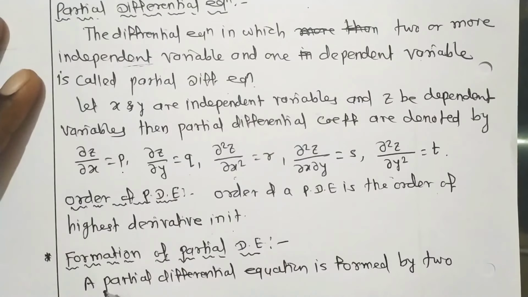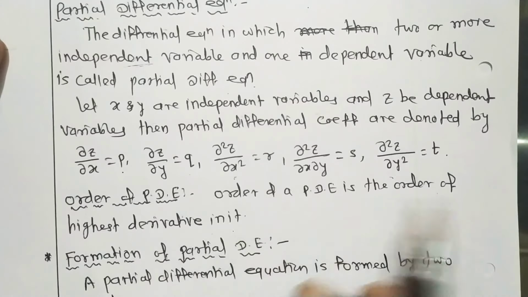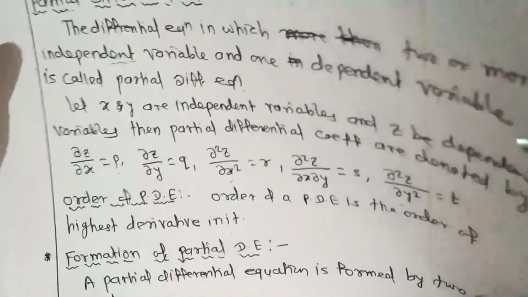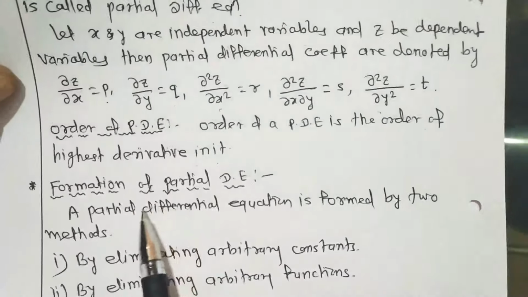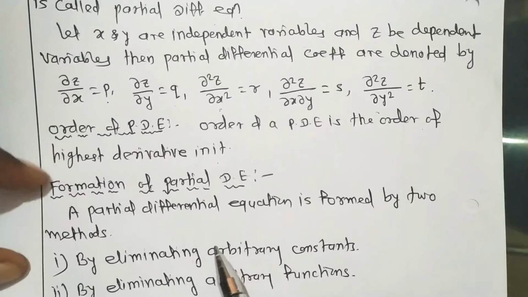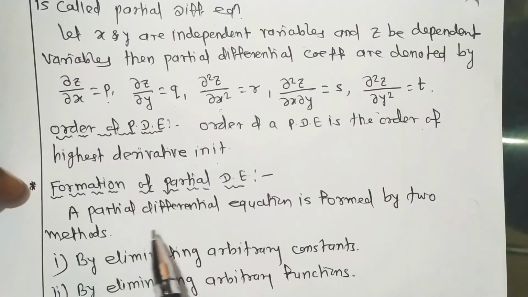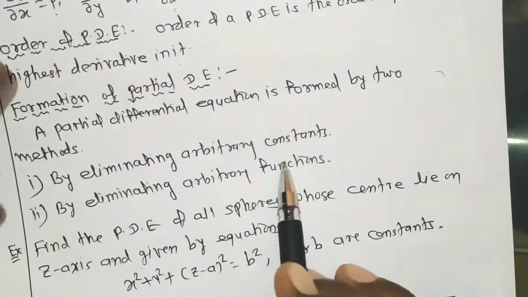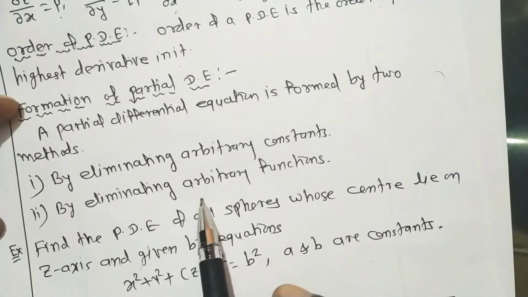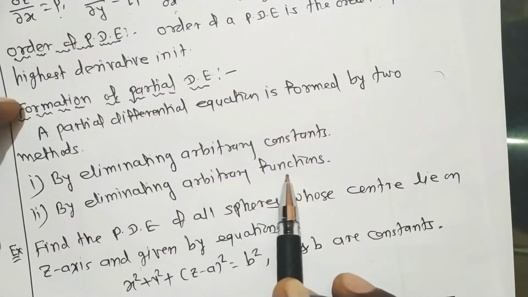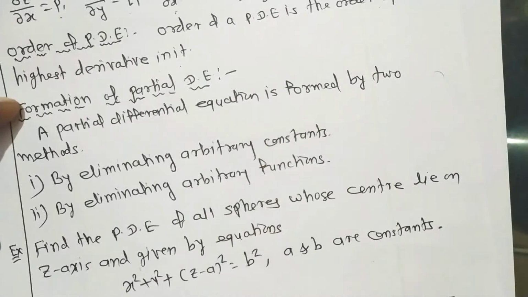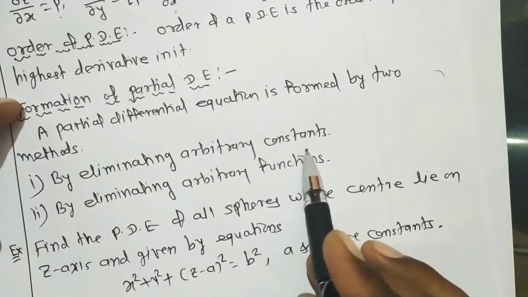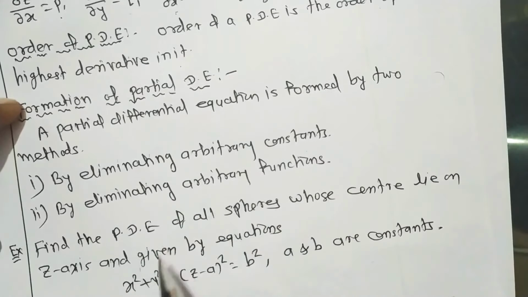Okay, now we will start our actual topic of the syllabus, that is formation of partial differential equation. Now how do we form a partial differential equation? A partial differential equation is formed by two methods. The first one is by eliminating arbitrary constants and the second one is by eliminating arbitrary functions, and one more method is there. Suppose three constants are there, then how do we eliminate them? First we will see eliminating arbitrary constants and then how to eliminate the arbitrary function.